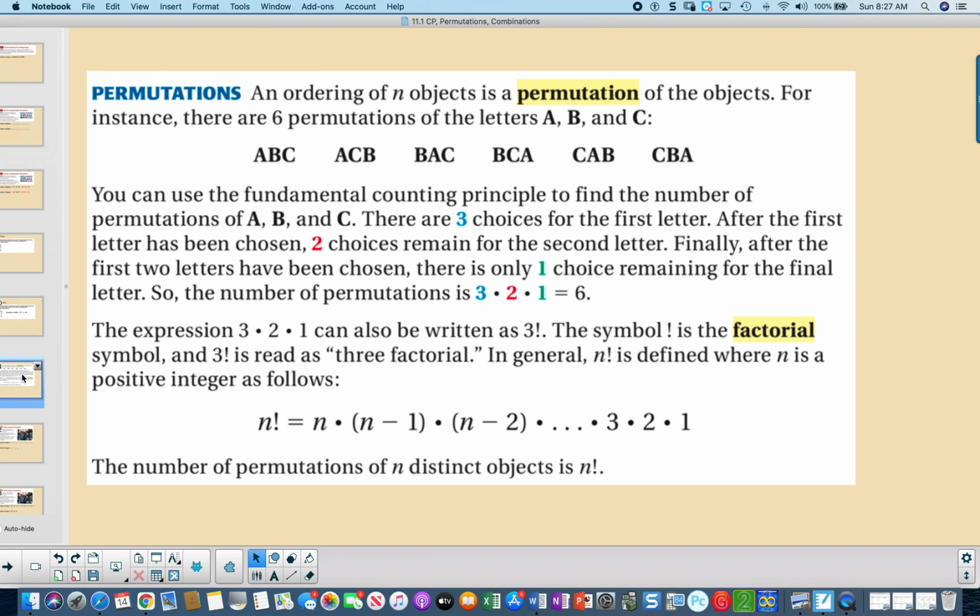Let's now take a look at permutations. We're going to use the fundamental counting principle to find the number of permutations for A, B, and C. There are 3 choices for the first letter, followed by 2 choices for the second letter, finally only 1 choice for the last letter. What we're doing here, 3 times 2 times 1, is called a factorial, and we have a symbol. It's an exclamation point. We can call this 3 factorial.